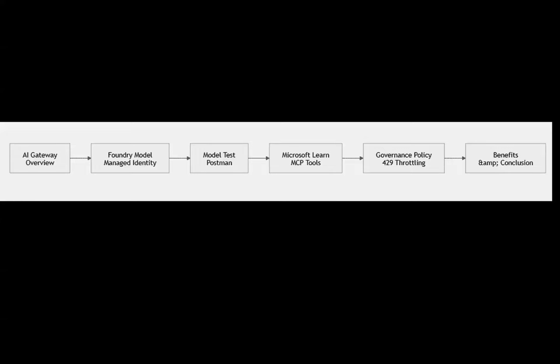So basically, I'll be showcasing an AI gateway overview. Then I will show you how we can add the models, how the managed identity works over here, and how we can test the model with Postman, and then we can have Microsoft Learn MCP tools over here. Then I will show you some rate limiting, throttling and all, and I will showcase some benefits of using this AI gateway. So this is the flow that I'm going to demonstrate in this video. Let me go to the portal.